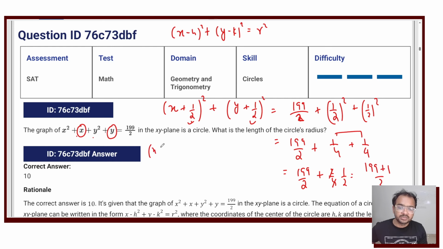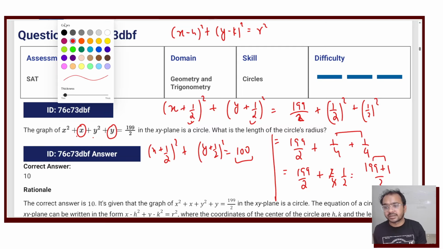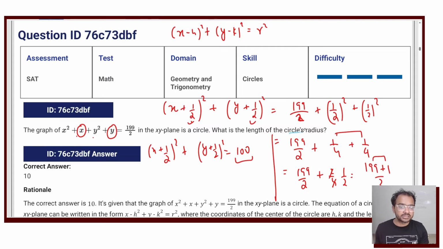Okay, that finally becomes (x plus half) square plus (y plus half) square. And that is 199 plus 1 is 200, divided by 2 is 100. So now this is in the standard form. I can find coordinates, radius, everything that is required. But the question is asking radius only. So this thing over here is square of r. So square of r is 100, and I know that 100 is a square of 10. So comparing, r will come out to be 10. So the radius of this will be 10.